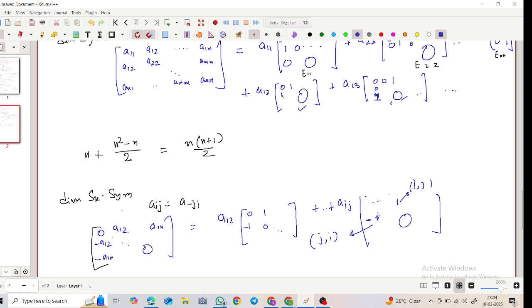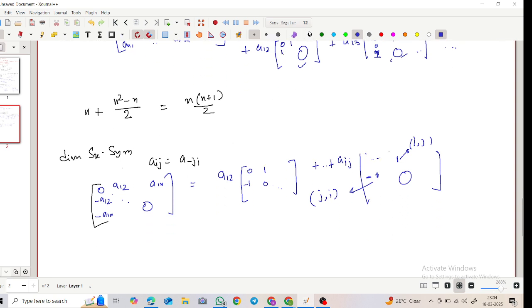So you see again, you have n square minus n non-zero elements at most. You are choosing only A12 because automatically A21 is minus of that. So the dimension is this.